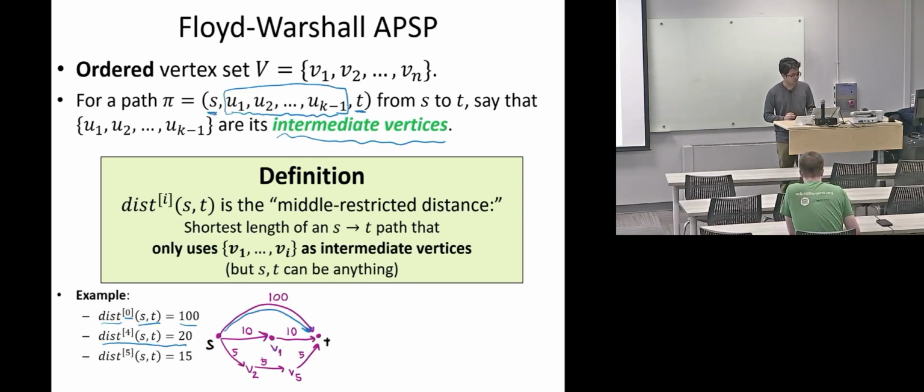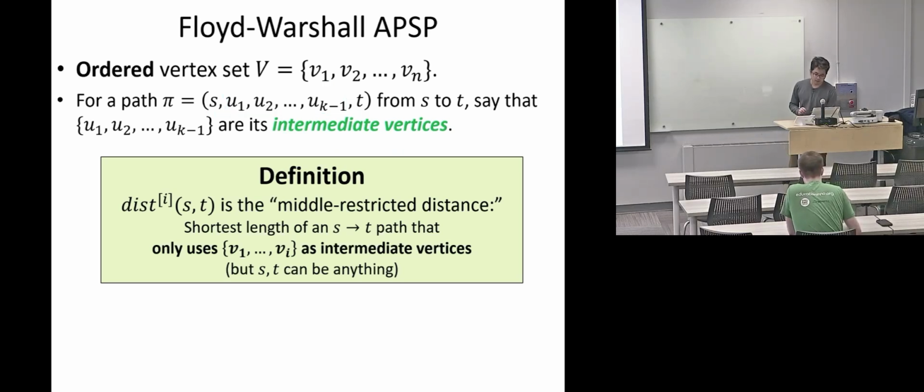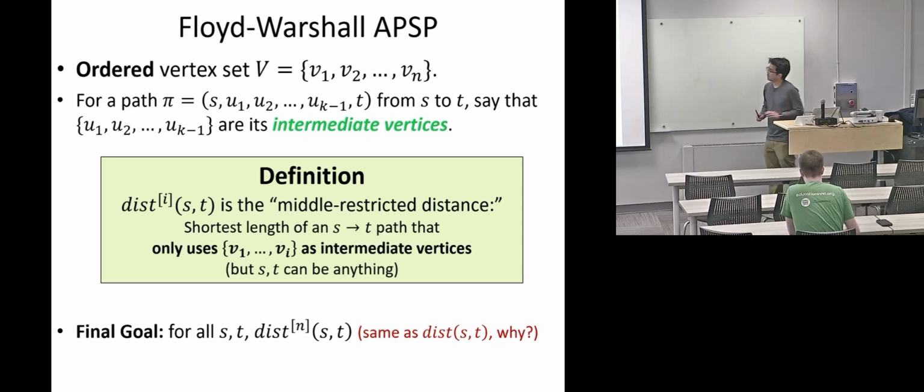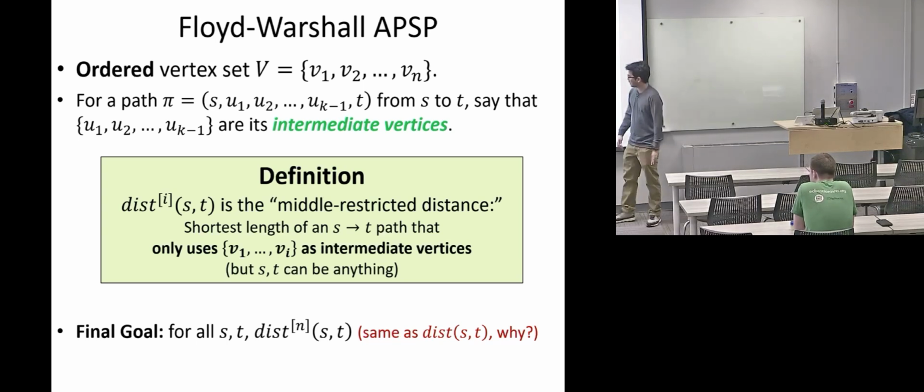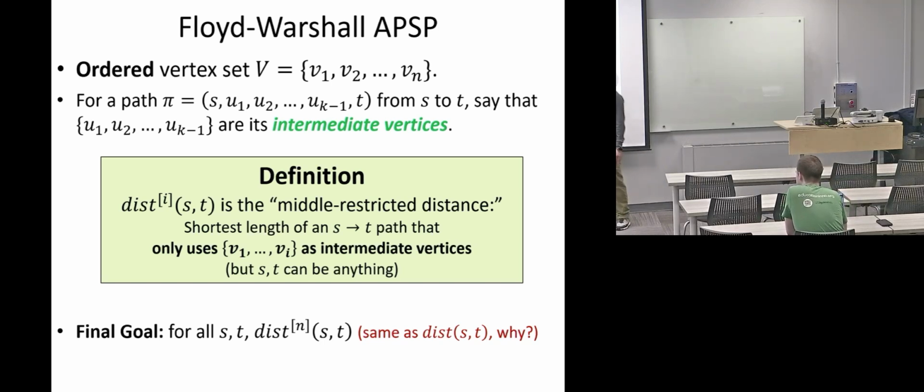So, any questions about the definition? Now, the final goal is just to compute the distance from S to T, bracket N. This is the same as the distance from S to T, because here there is no restriction. We allow the inner vertices to be anyone. So it's just the same as the distance. That's the goal.